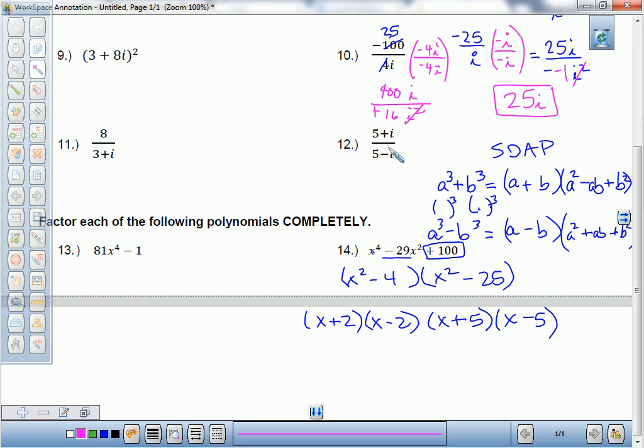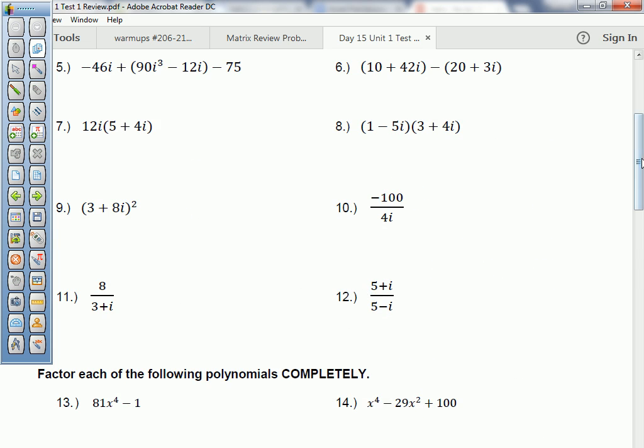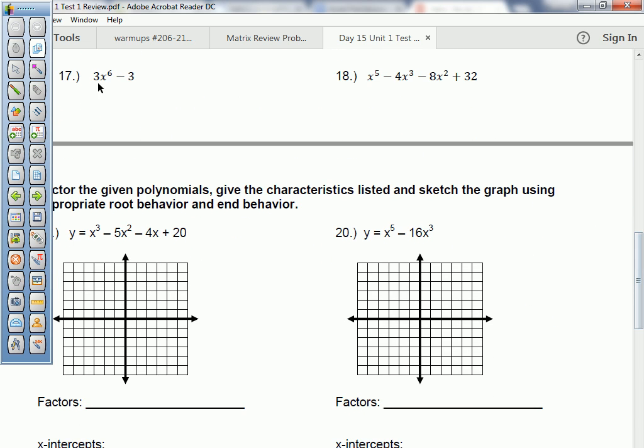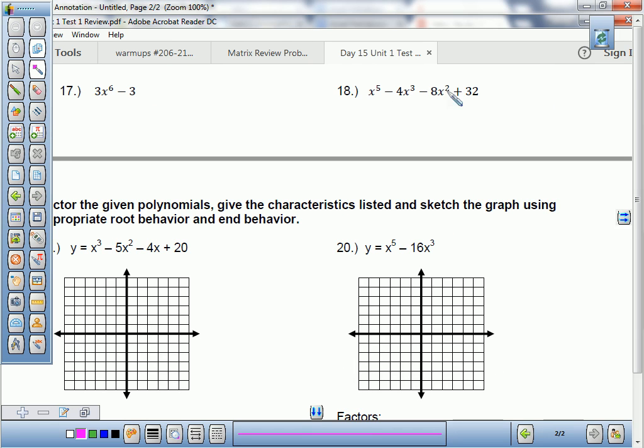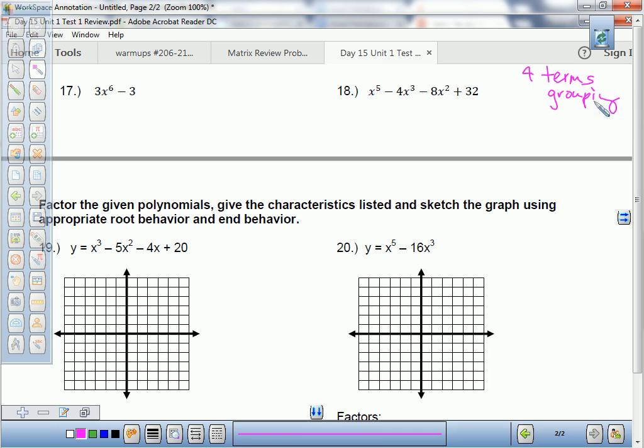Okay, yes, Olivia. Can you do number 10? Number 10. Alright, what I would do first on number 10 is I would say 4 divides into 100 25 times. And I would start by simplifying it to this. Now you didn't have to do it that way, but that's the easiest way to do this problem. Then I would multiply the numerator and denominator by negative i. Negative i. Because when I did it, I got 50.